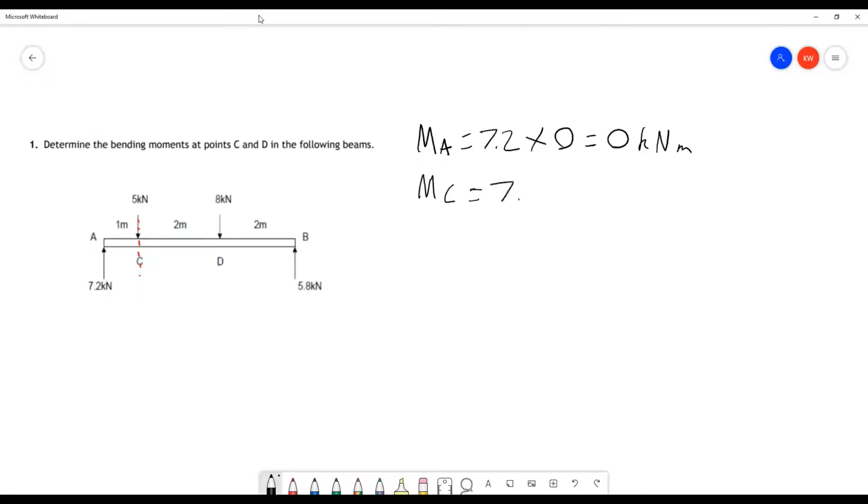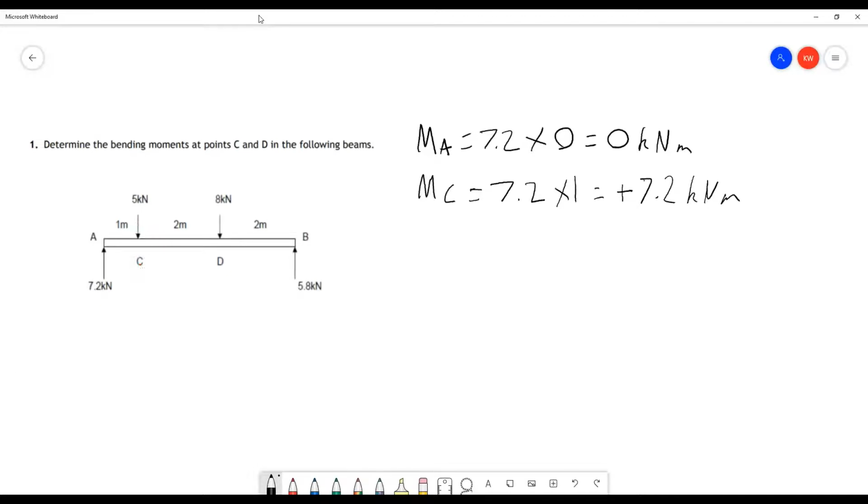So we've got 7.2 here, multiplied by the distance from C, which is 1 meter, and that gives us 7.2 kilonewton meters. And if we want to be explicit with the direction, we can put a little plus here to show that it's a positive reaction we're getting at the cross section at C in terms of our bending moment reaction.